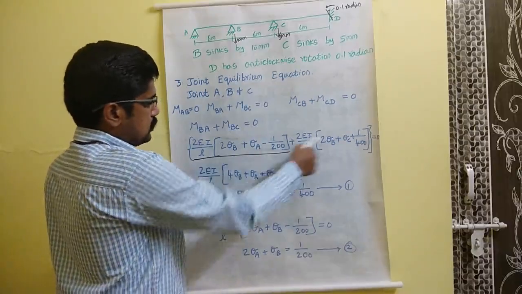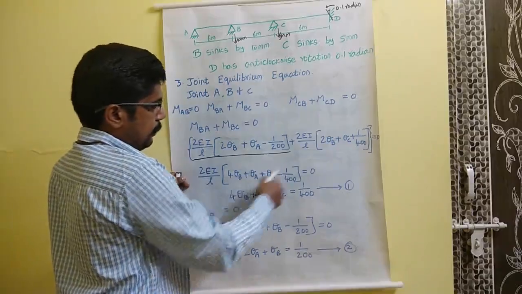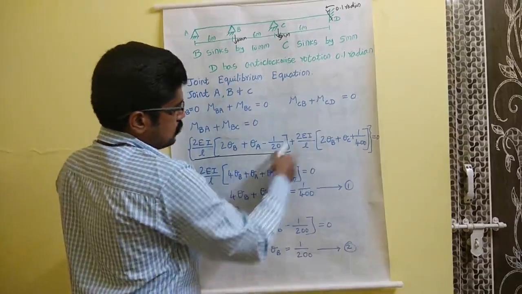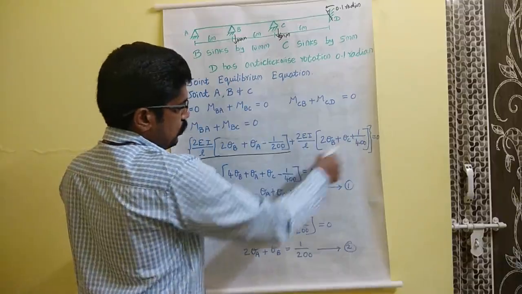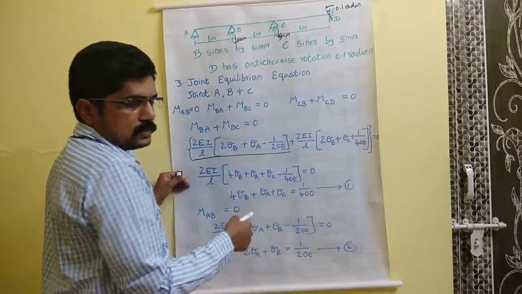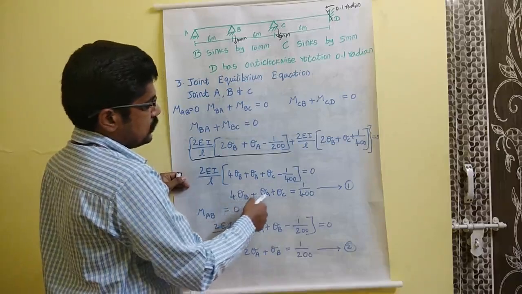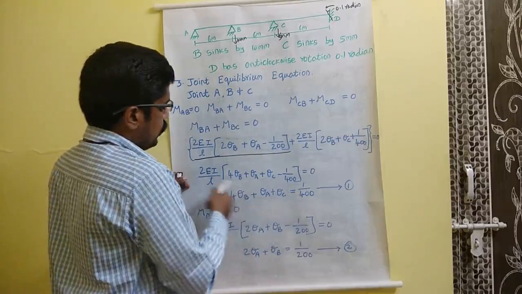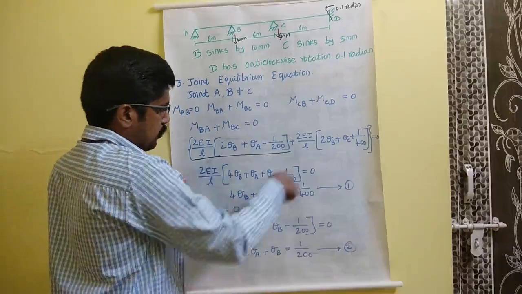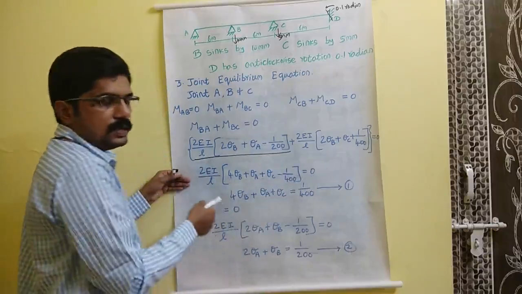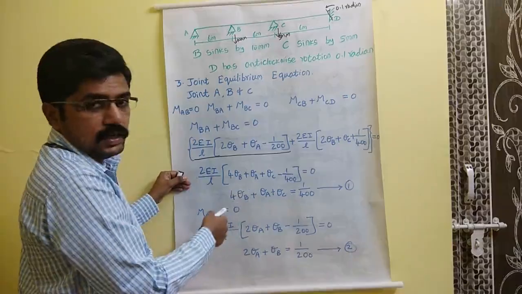That is 2 plus 2, 4 theta B plus theta A plus theta C. So if we add these two, that is minus 1 by 200 plus 1 by 400, then we will get minus 1 by 400 equal to 0. So the final answer is 4 theta B plus theta A plus theta C equal to 1 by 400. Because if you bring this term to this side, it will become 0, because it is in multiplication here on the left hand side.